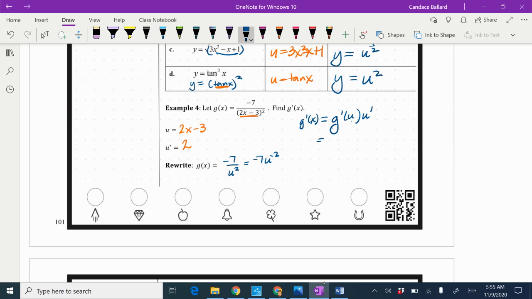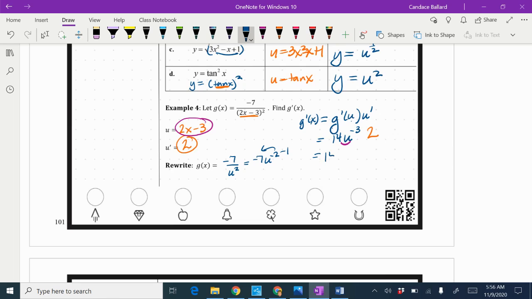So let's do that. The derivative of the u would be, I'm going to bring the -2 in front, so we've got 14u would be the derivative of the outside function. And then I'm going to multiply that by, oh, I need to subtract 1, sorry, to the -3, okay? And then I'm going to multiply by the derivative of the inside, which was 2. And then to finish this off, I need to replace my u with what I let u equal in the beginning.